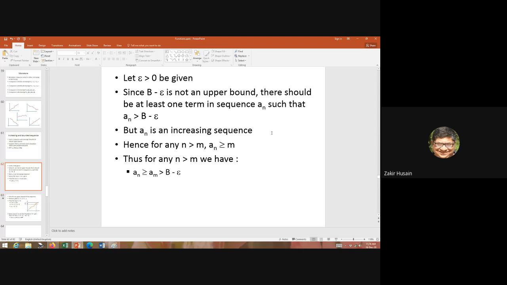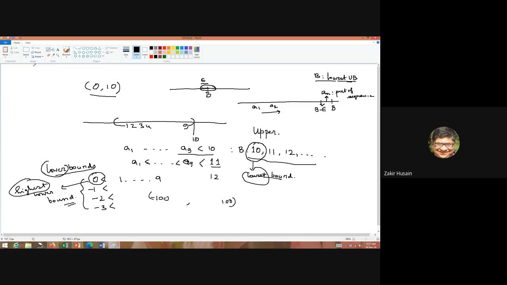Now, an is an increasing sequence. So for any n greater than N, we will have, sorry, it's a typo, we will have this relation, right? We are defining sequences such that if m is less than n, we should have this.